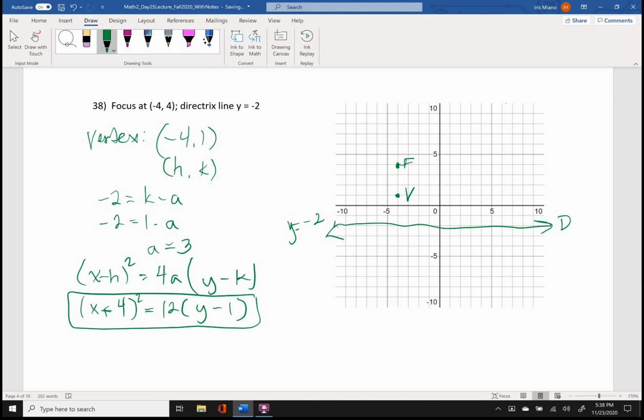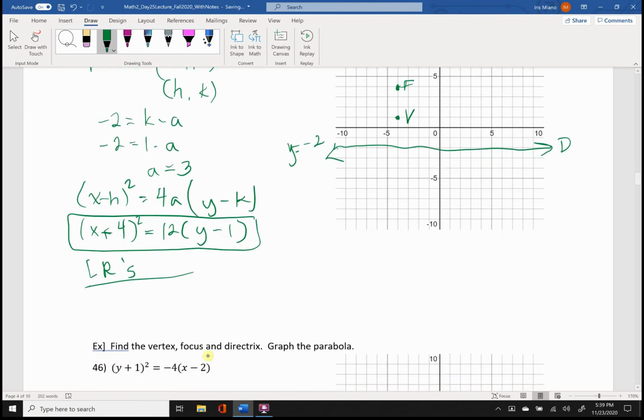So it might be helpful, and they also want us to get the LRs. Now, the LRs happen at your focus y value. Hold on another second. Oh, sorry, the focus y value is 4. I got myself a little confused there. Okay, so you're going to plug that into your equation and solve for the 2 possible x values. So that'll be x plus 4 quantity squared equals 12 times the quantity 4 minus 1. 4 minus 1 gives you a 3. 3 times 12 is 36.